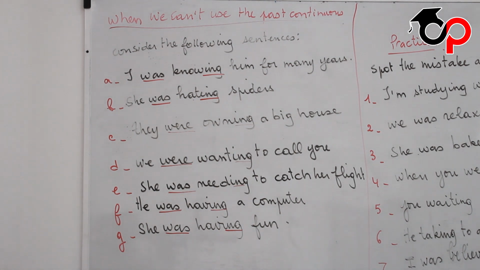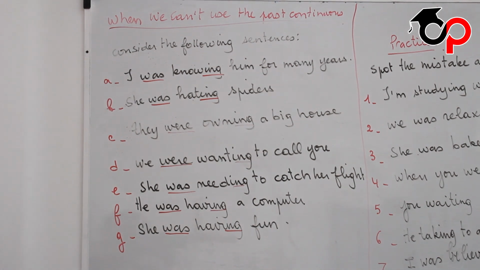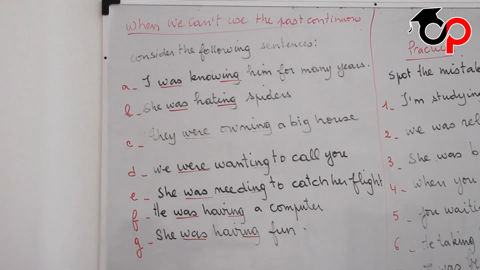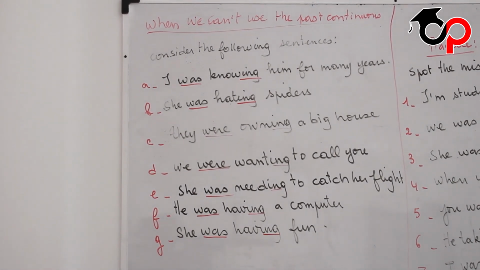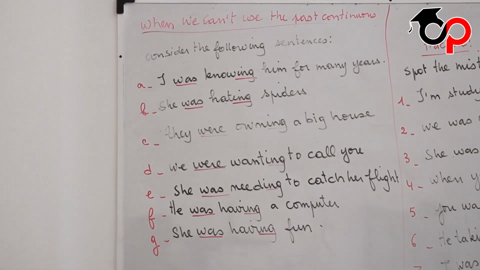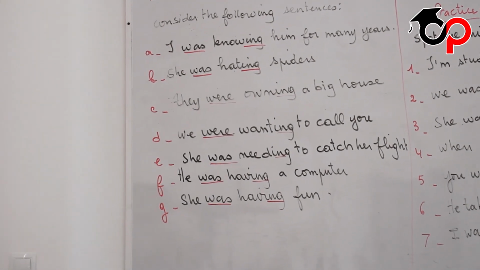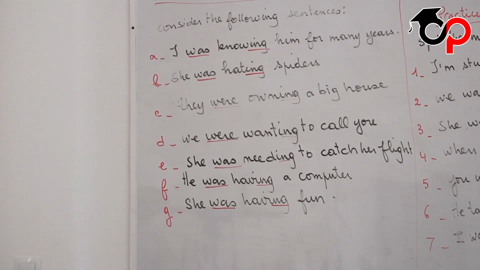In sentence D, we were wanting to call you. So, it's wrong to say it, because want expresses desire. Okay? You cannot say I'm wanting, or I was wanting, or I was desiring, or you were desiring. Okay? This is wrong. Same thing for sentence 5 or E. She was needing to catch her flight. So we say she needed to catch her flight, not she was needing. We cannot use the ing form here.